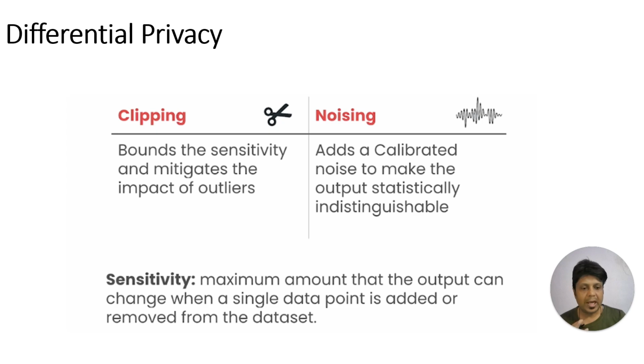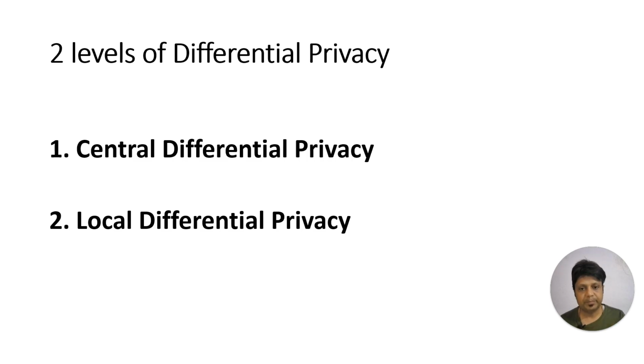So there are two levels at which we can do differential privacy. I'll talk about it later. But there are two things that we can do. One is clipping. Clipping is basically removing the outliers, so that it bounds the sensitivity and mitigates the impact of outliers. And noising, as in we add some noise to make the output statistically indistinguishable. Basically we do both things. We clip the outliers and we also add the noise, and that's how we protect the privacy.